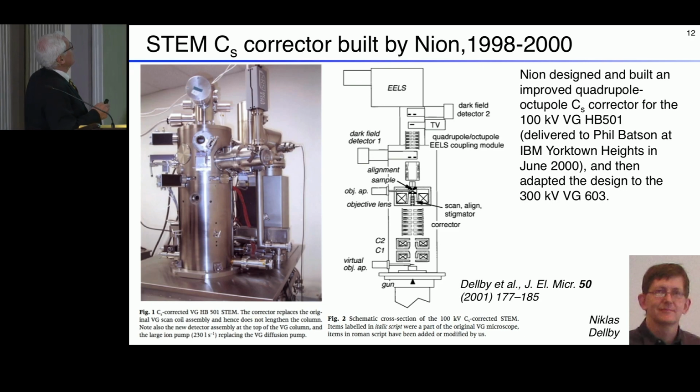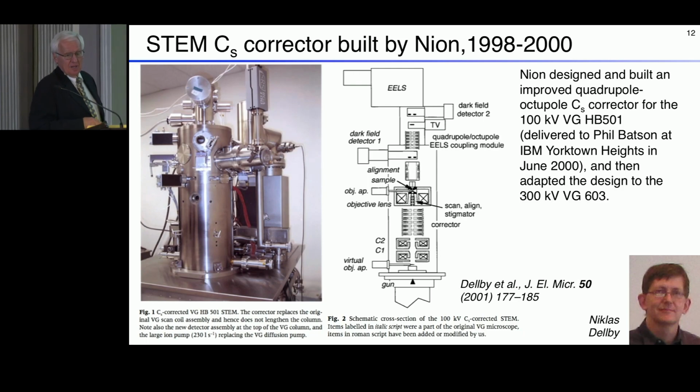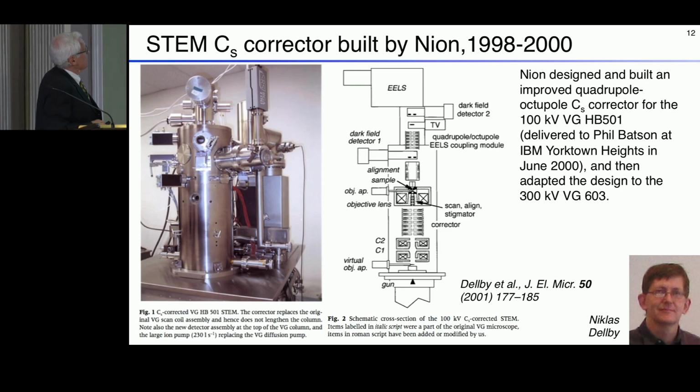And then we turned around and built it into a slightly more modern version of the VG. We got a little bit smarter. We miniaturized scan coils, put them inside the objective lens, put the corrector where the scan coils used to be. So the outside of the microscope didn't change. The only way you can tell there's a corrector inside is this bundle of red cables that brought the currents from something like 35 power supplies that control this optics in here. And that was the work done with Nicholas Dellby.